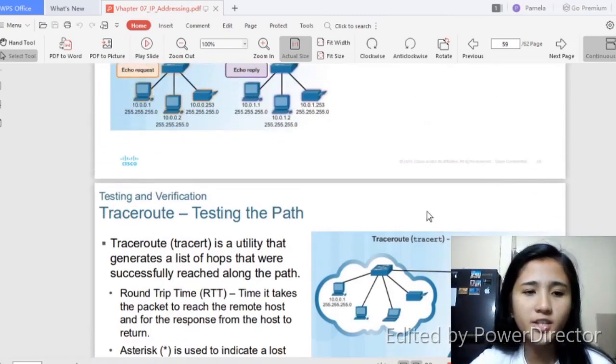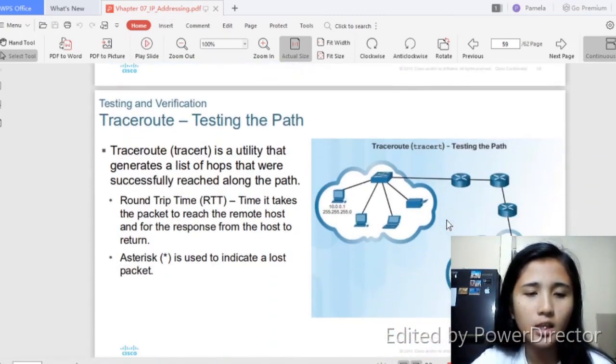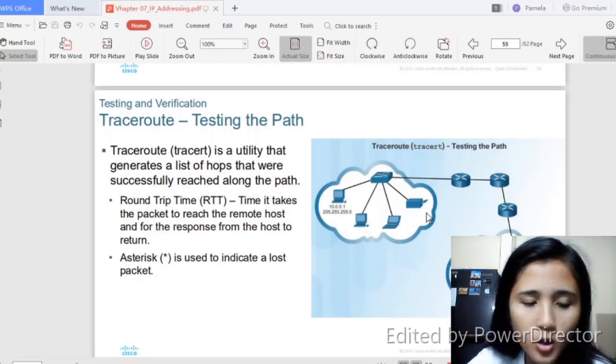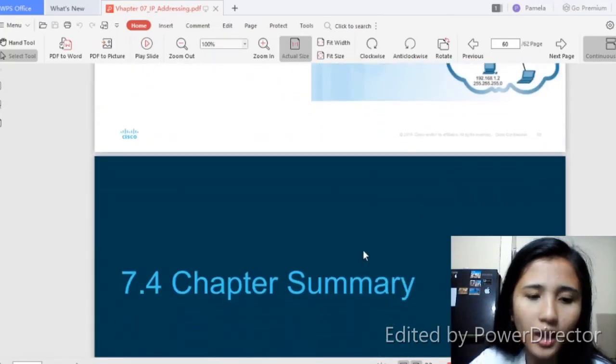So the traceroute or testing the path is a utility that generates a list of hops that were successfully reached along the path. Round trip time, or the RTT, is the time it takes the packet to reach the remote host and for the response from the host to return. An asterisk is used to indicate a lost packet.